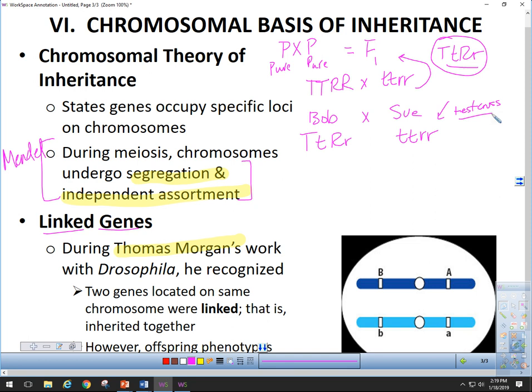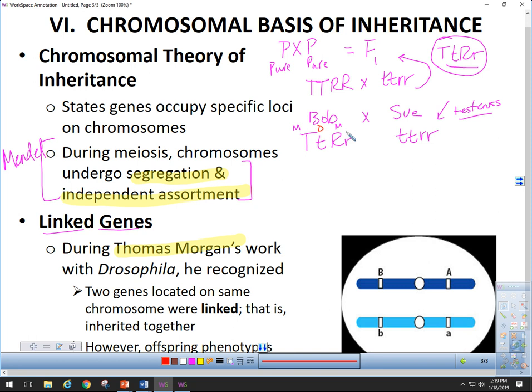at all positions. Bob and Sue are going to get together and have little baby pea plants. What you have to look at is, remember, Bob got half of his alleles from his mom and half from his dad. Let's just pretend Bob got this big T from his mom and this big R from his mom. Those are his maternal alleles. And let's say, using red here, that he got the little t and the little r from his dad.